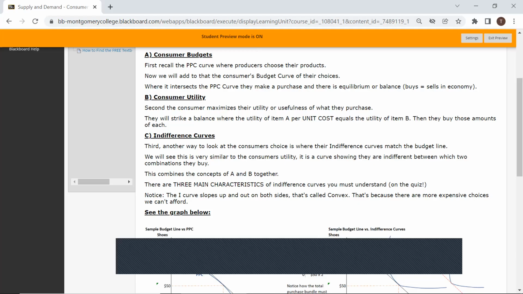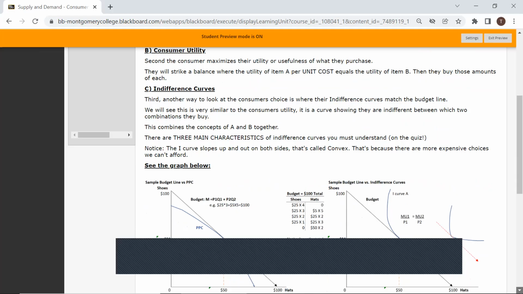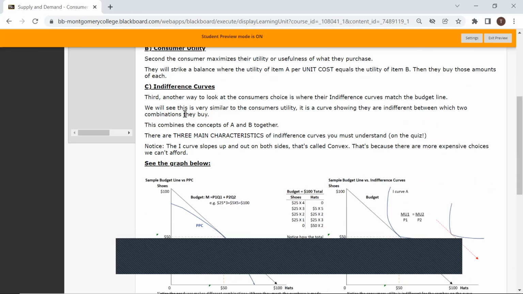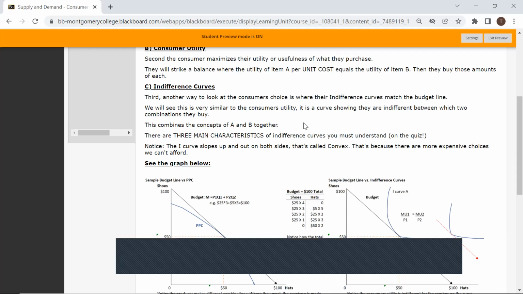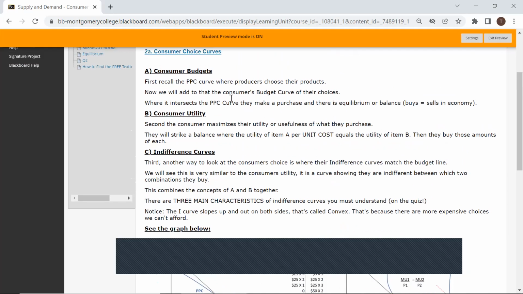Third, there's another way to look at it with indifference curves, where you will pick a combination where you're indifferent between the two. Okay, I don't care if I have 1 steak and 3 vegetables, or 2 steaks and 1 vegetable. It's the same to me. So those combinations are your I curve or indifference curve. So that puts the two concepts together of the budget and the utility.